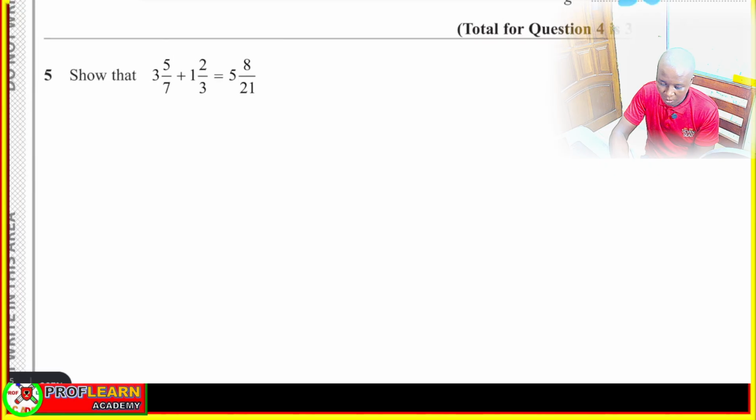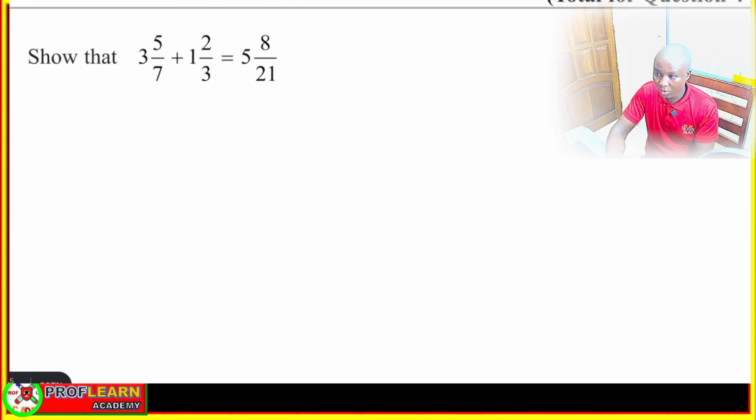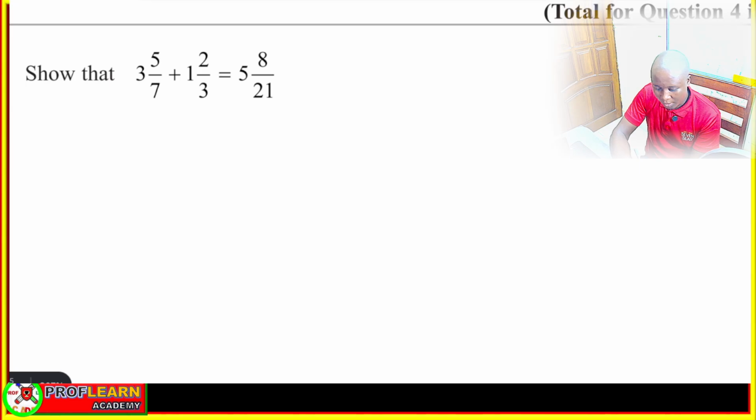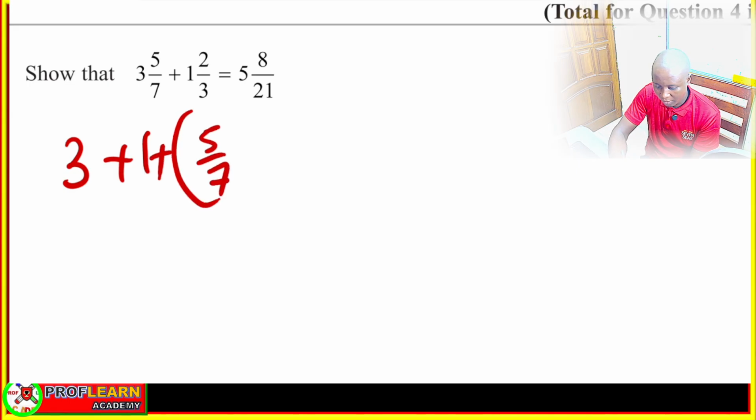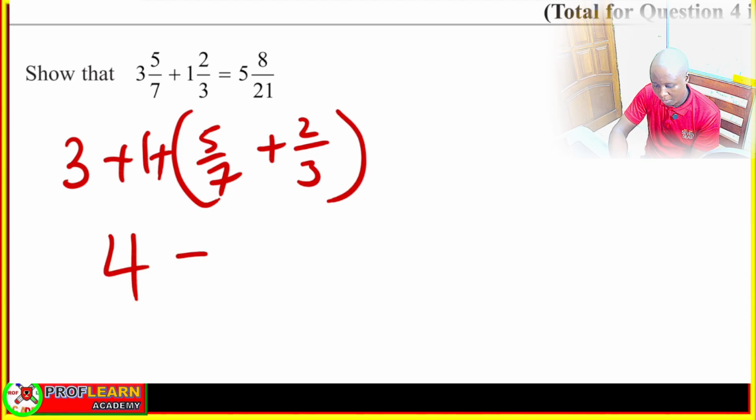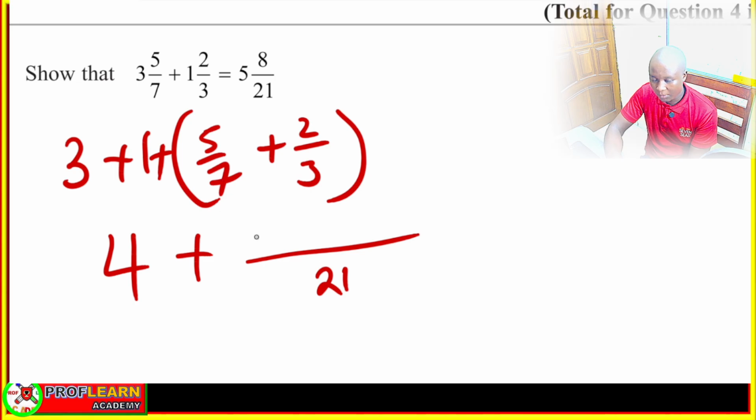So the first thing, for you to solve this, we shall add all the numbers. So that will be 3 plus 1 plus 5 over 7 plus 2 over 3. So this is going to be 4 plus, what is the LCM of these two numbers here? The LCM is 21. 7 goes 3 times. 7 times 3, that's going to be 15. And 3 goes to 21. 7 times 2, that's going to be 14.